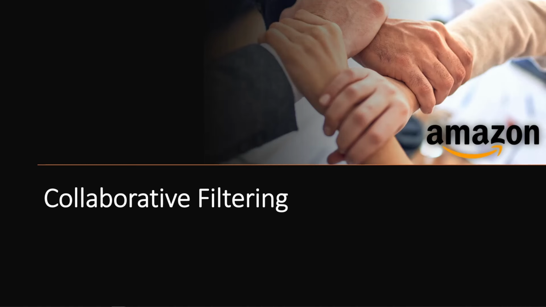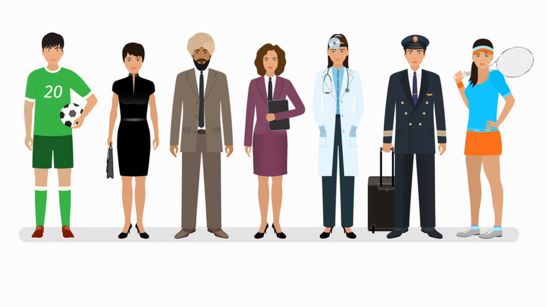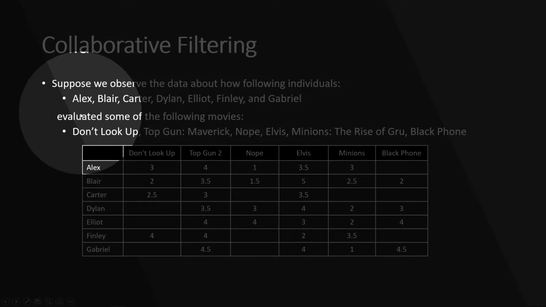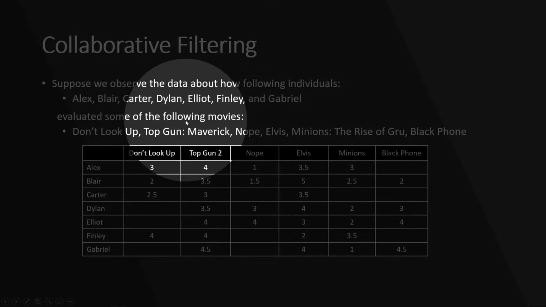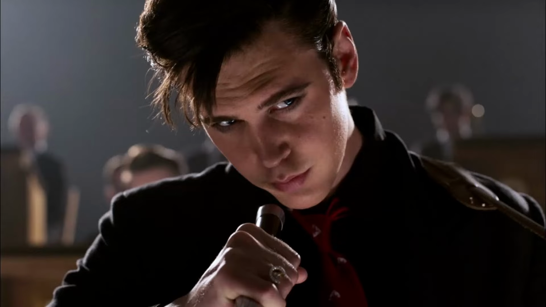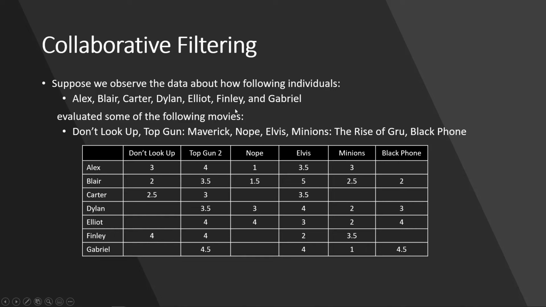So here is the context. Suppose we observe the data about the following individuals: Alex, Blair, Carter, Dylan, Elliot, Finley, and Gabrielle. So we have 7 people, and we observe their evaluation of 6 movies: Don't Look Up, Top Gun Maverick, Nope, Elvis, Minions, The Rise of Gru, and Black Phone. So 7 people, 6 movies. Obviously, we are using a very simplified example here.